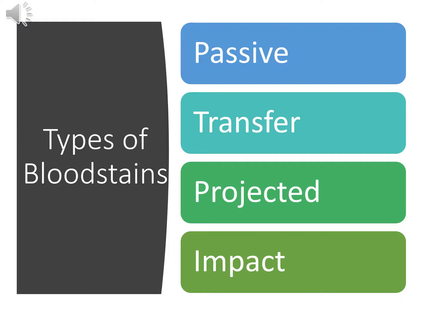So with a little better background on blood stains in general, let's talk about the different types of blood stains. The four major types that we'll discuss here are passive, transfer, projected, and impact stains. We'll talk about each one of these in turn, so don't worry if you're not sure what they mean. We'll take them one by one, and hopefully you'll have a much better understanding after that.